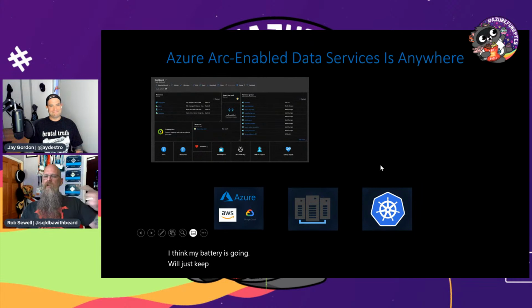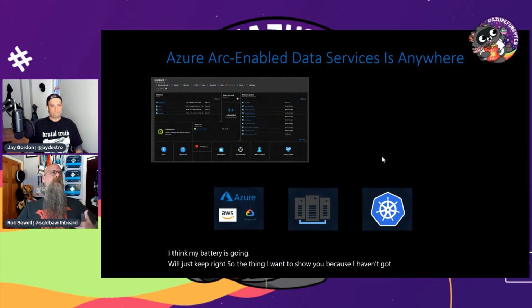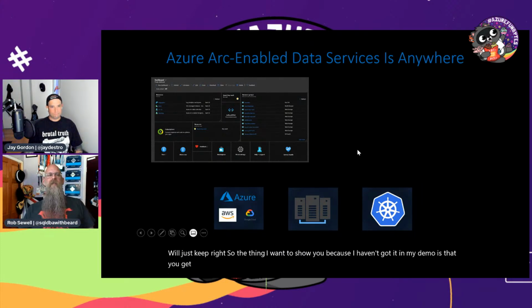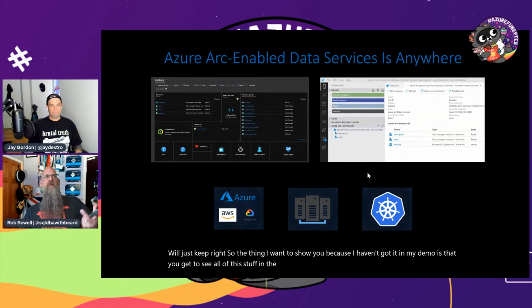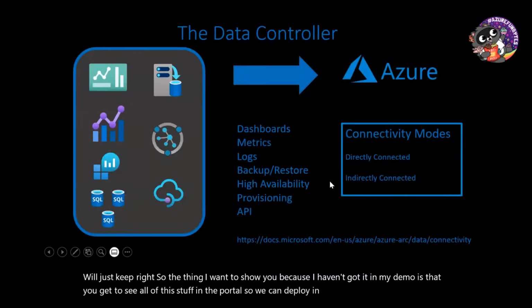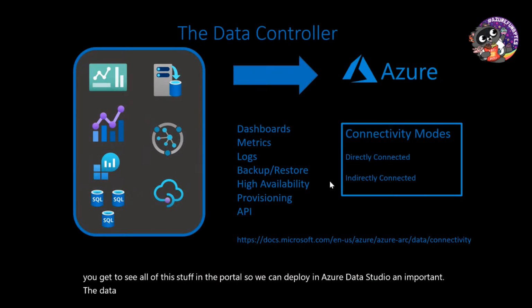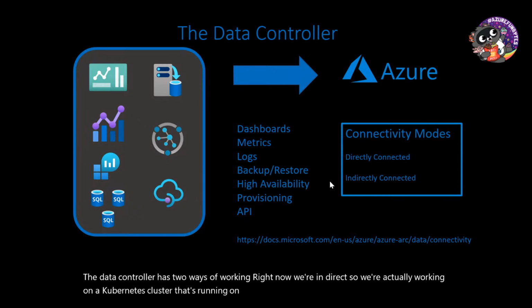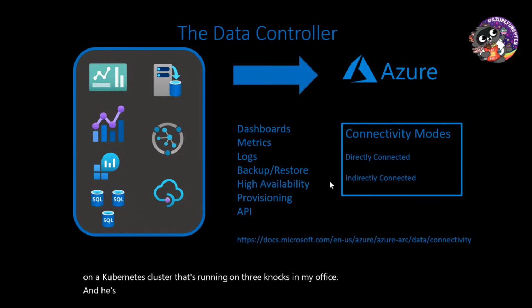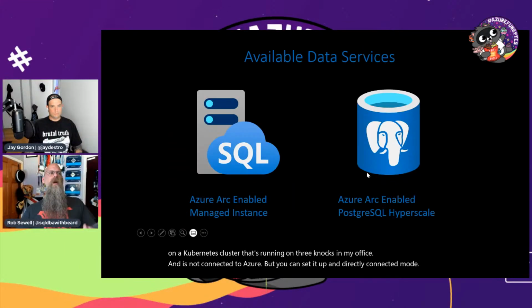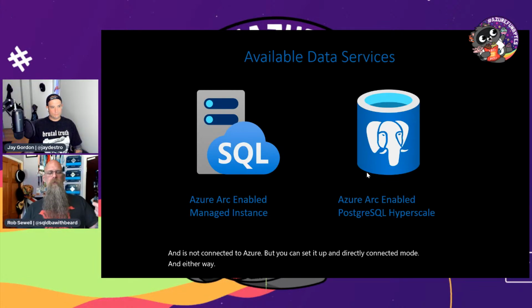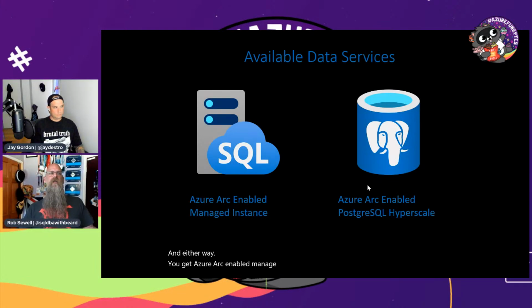The thing I wanted to show you, because I haven't got it in my demo, is that you get to see all of this in the portal. We can deploy in Azure Data Studio and in the portal. The data controller has two ways of working. Right now we're indirect, so we're working on a Kubernetes cluster running on 3 NUCs in my office, and it's not connected to Azure. But you can set it up and directly connect it. Either way, you get Azure Arc-enabled Managed Instance and Azure Arc-enabled Postgres.